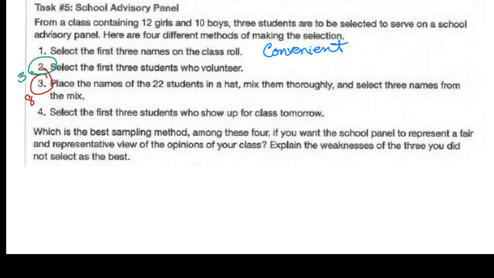How about number 4, selecting the first 3 students who show up for class tomorrow? What might that type of sampling be? Morgan, come on, let's put that away. Systematic? Systematic or stratified? I don't think it's systematic. That's like doing it in chunks. Like I'm going to pick the 5th, 10th, 15th. What kind of sampling? What do you think, Isaiah?